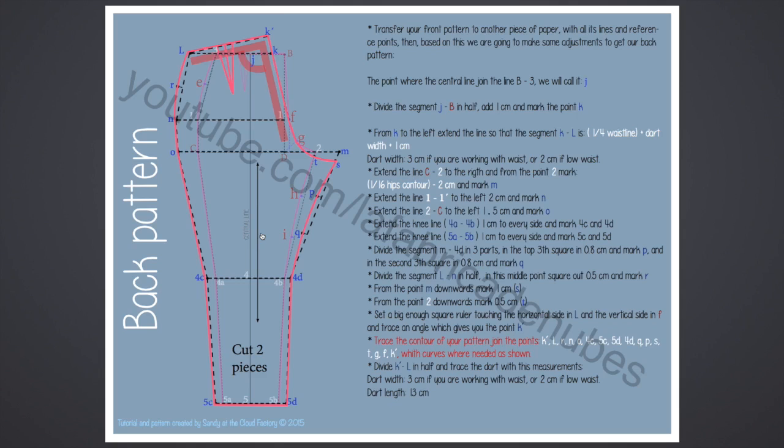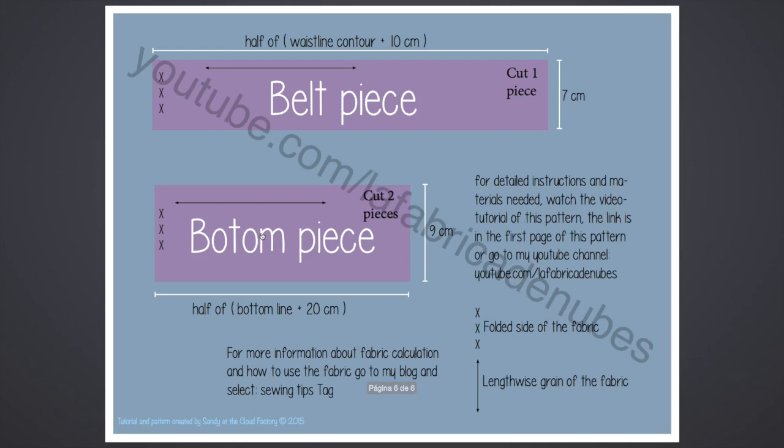Okay, now once you have your front and back patterns, in the next page you have the instructions to cut the belt piece and the bottom pieces. This design of the pants, of cigarette pants, has a bottom lining piece. You need two pieces of this with the following measurements. In this side, in the base, it has to be half of the bottom line of your pant, and you have to add 20 centimeters for adjustments if you need it. In this side is 9 centimeters, and you have to cut it in the folded part of the fabric, but you have to fold it twice to get two pieces.